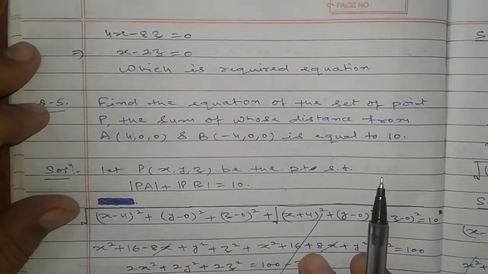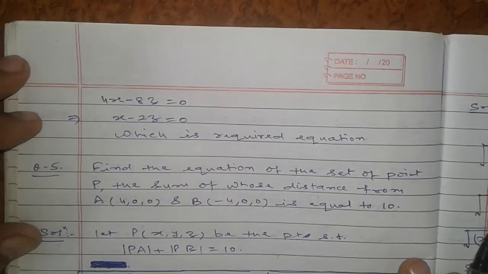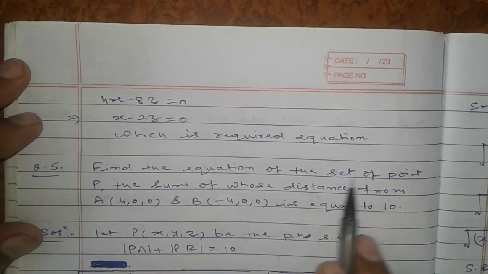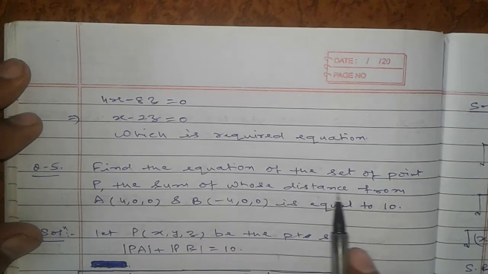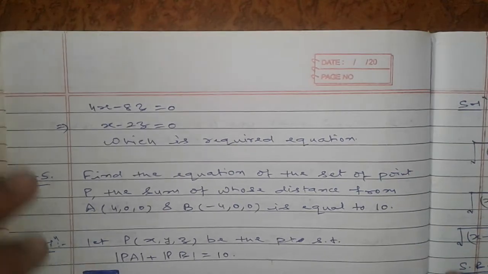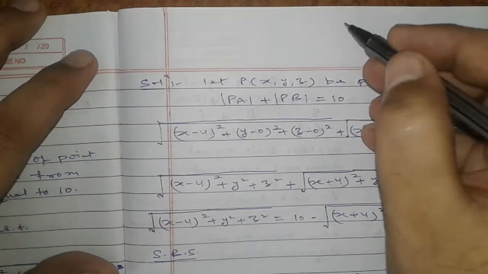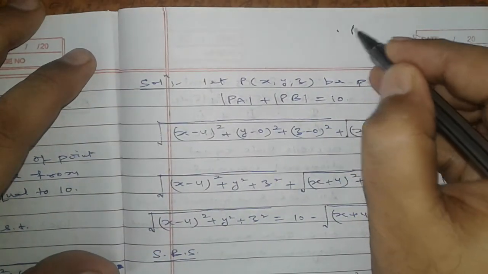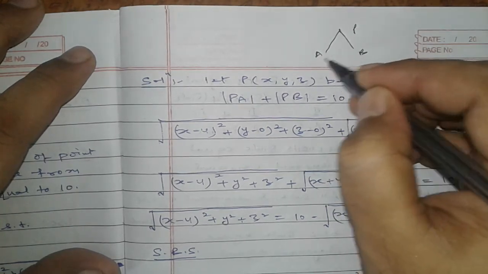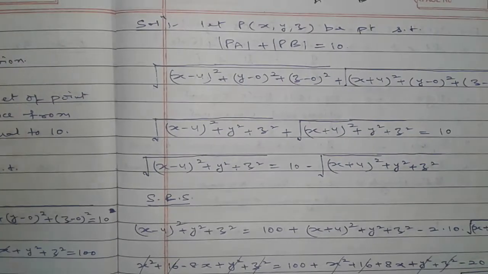Question number 5 appears to be simple, but when you solve it you will find that there is a lot of calculation work in it. So the question is simple. Find the equation of the set of points P, the sum of whose distances from points A and B is equal to 10. Means you are given a point P, then A and B are given, and you are given that PA plus PB is equal to 10. Let me check the solution.